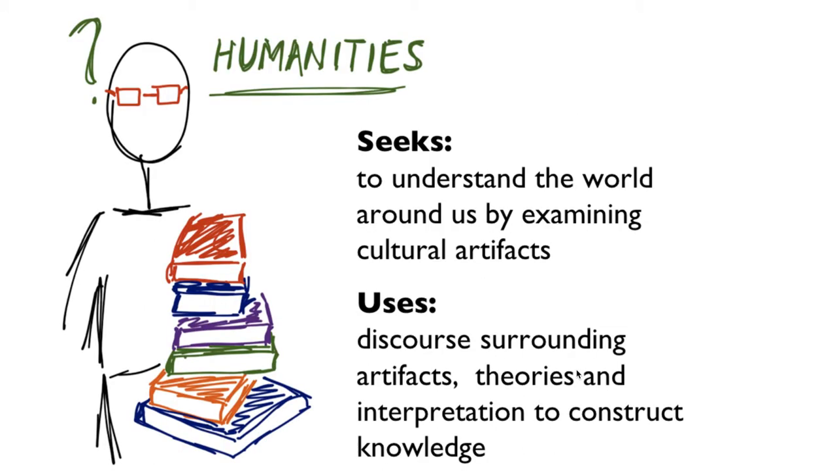So in the humanities, the scholars seek to understand the world around us by examining cultural artifacts. So what kinds of items might be included in this? We can think of iPhones, songs, TV shows, movies, books, poems, people, events, thought, religious beliefs, arts, etc.